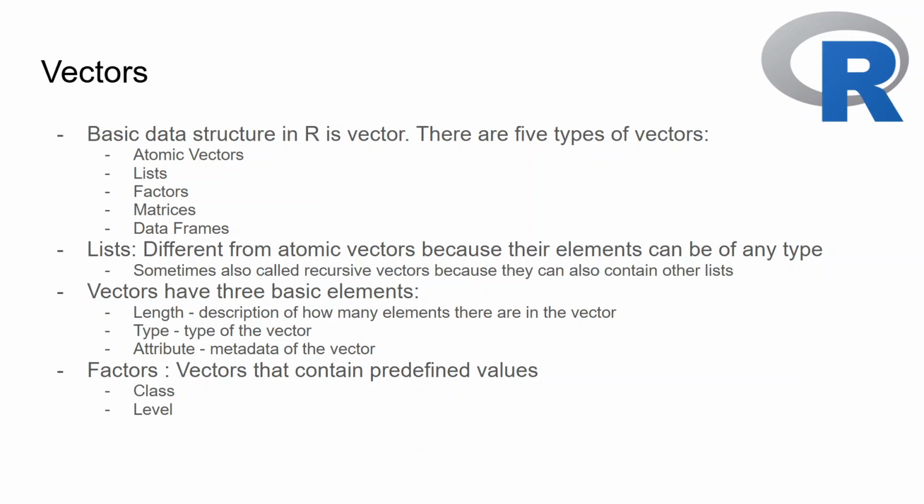Vectors have basically three basic elements. One is length, which is a description of how many elements there are in the vector. Two, the type of the vector. And three, finally, attributes, which are the metadata of the vector. Factors are vectors that contain predefined values. This has class and levels. We'll come to it when we go back to the R window.